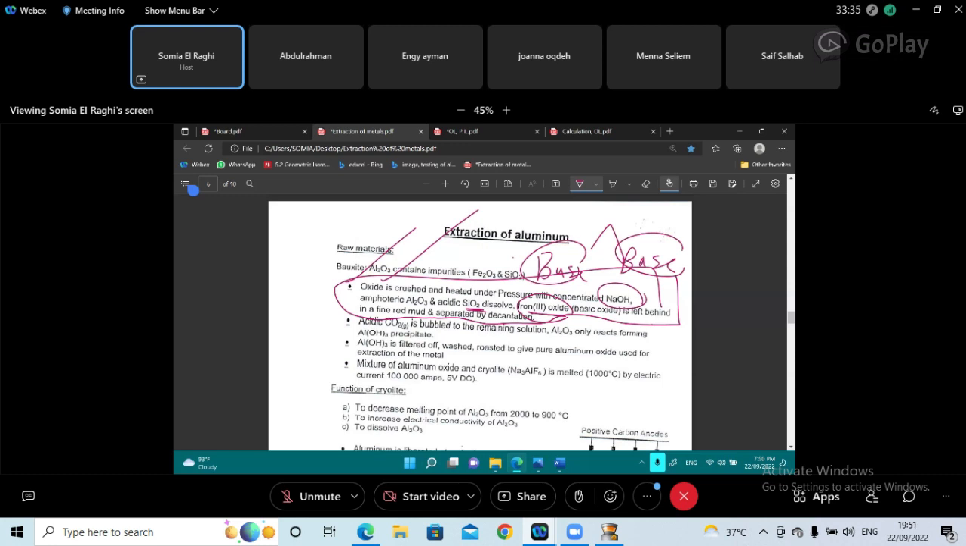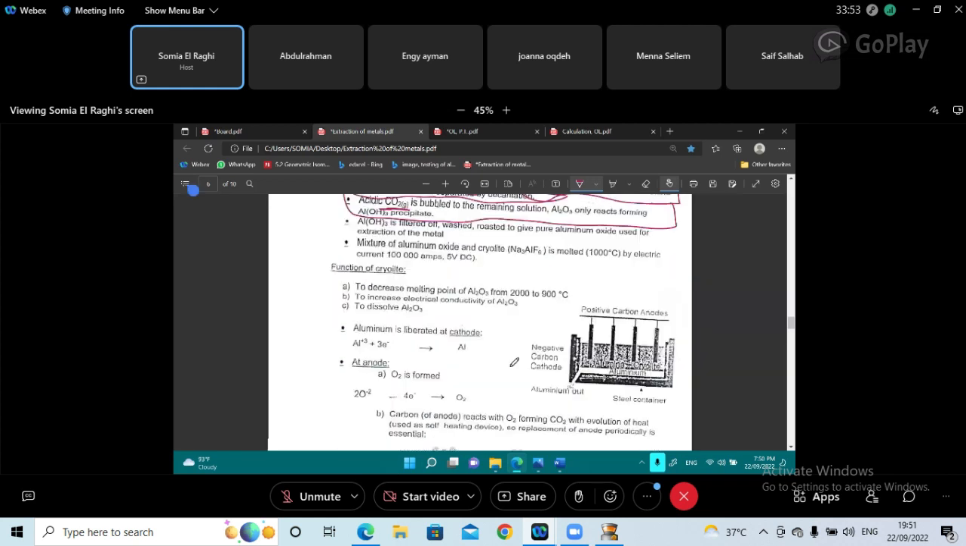Well, I told you I added this just sentence. If you want to read it, they bubble carbon dioxide, which is acidic. So which part here will not react? Sand, SiO2, because it is acidic. Acidic, no reaction, and then we get the aluminum oxide.